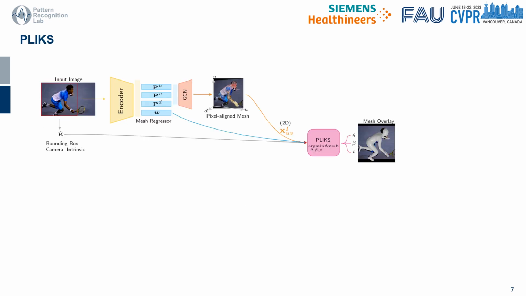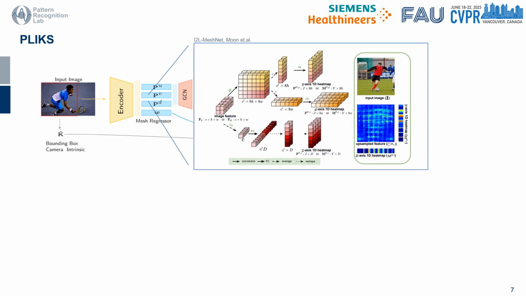The pipeline of our architecture operates as follows. The network encoder generates predictions of pixel-aligned vertices, which are then fed into PLIKS to obtain optimal shape, pose, and translation. The mesh regressor responsible for predicting the vertices is based on I2L-MeshNet, predicting individual vertices in a pixel-based format.